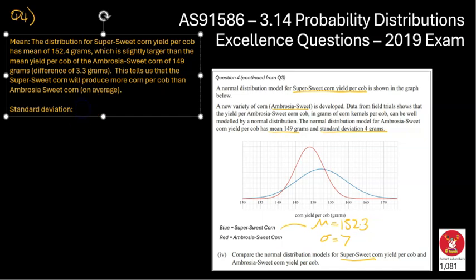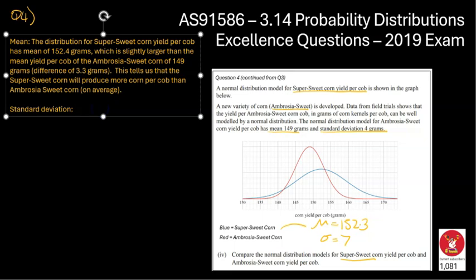Let's now think about the standard deviation one. And again, we're going to start off with the usual deal, just like we did before, just a comparison of the numbers. So we can see the standard deviation for the Ambrosia sweet corn is 4. That's the red graph. And the standard deviation for the super sweet corn is 7. So because the blue one has a standard deviation of 7, that's why we can see it's much more wide. That normal distribution graph is a lot wider than the red graph, which is a lot narrower and a lot taller. So that kind of explains a lot of what we're seeing here.